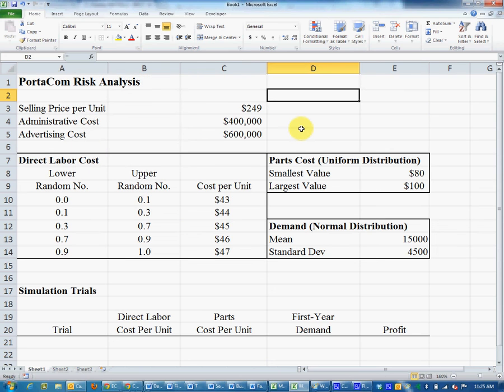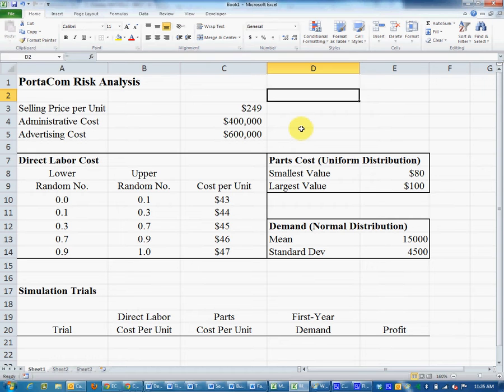Okay. All right, so we're doing Portacom, 549, 548 in the book. What this problem has is the selling price per unit, the administrative cost, and the advertising cost. The administrative and advertising costs are pretty much going to be just our fixed costs. There's two of them, so we're going to eventually add them together for our profit.